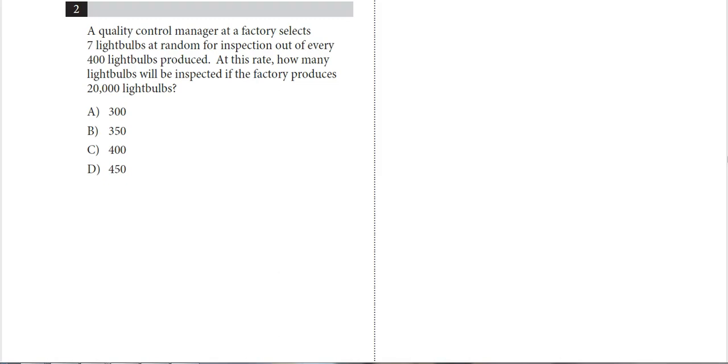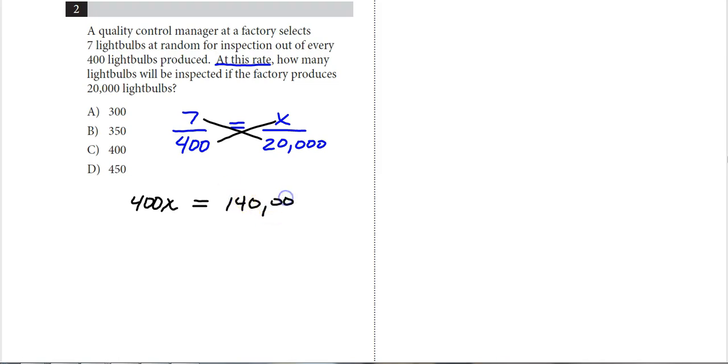So I'm checking 7 out of every 400. All right, so that's a ratio, that's a proportion. And at this rate, meaning if I keep that rate the same, how many am I going to inspect out of 20,000 being produced? Now there's kind of two ways to solve this part. You could cross multiply. I could go 400 times X equals 7 times 20,000, which is 140,000. And then we're going to divide both sides by 400, which should give me a correct answer of B, 350.